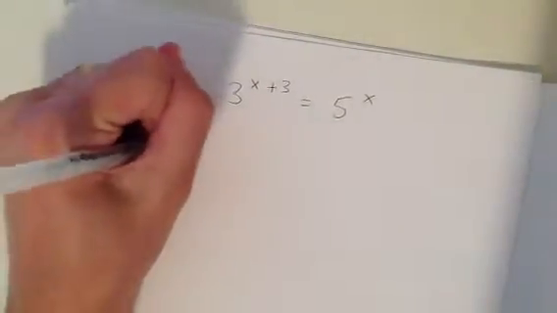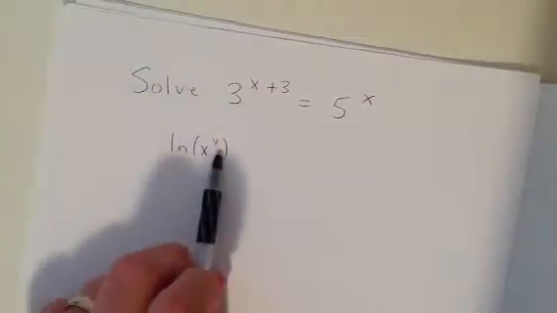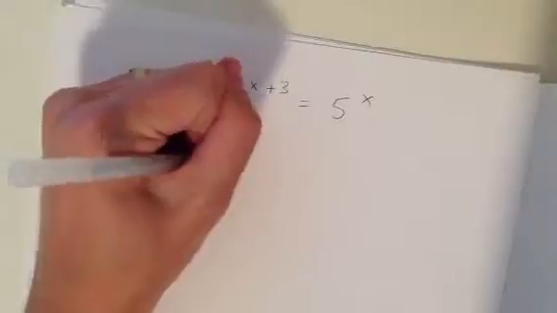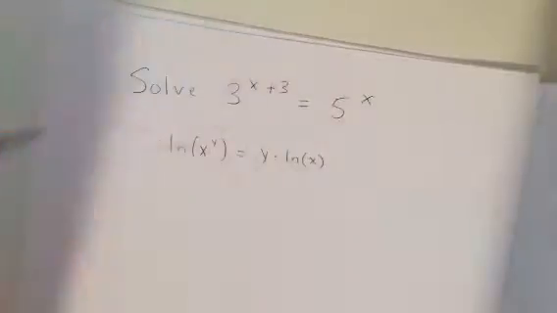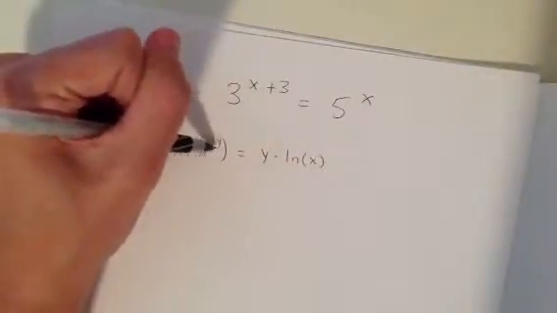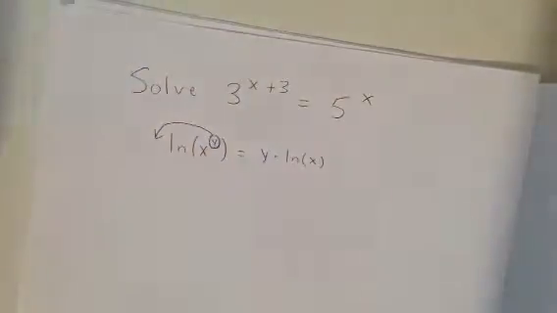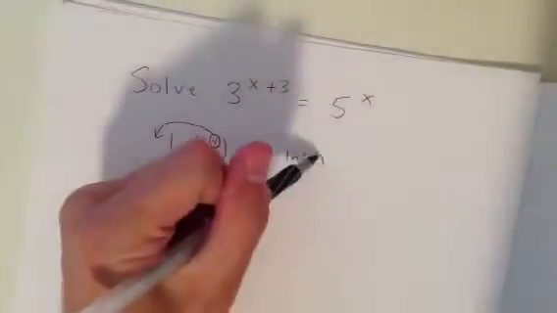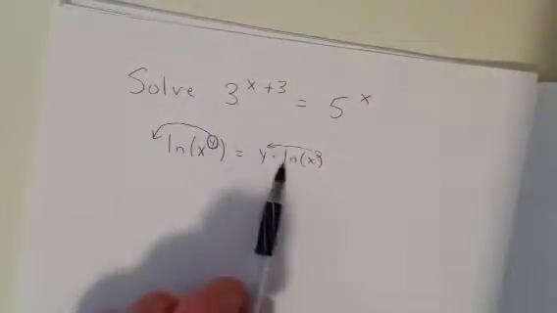Here's the first property we'll be working with. The natural logarithm of x to the y power equals y times the natural log of x. So you'll see what happened. The y, or anything in the exponent area, will end up coming down in the front. It used to be up here, came down here. So these two statements are equivalent.